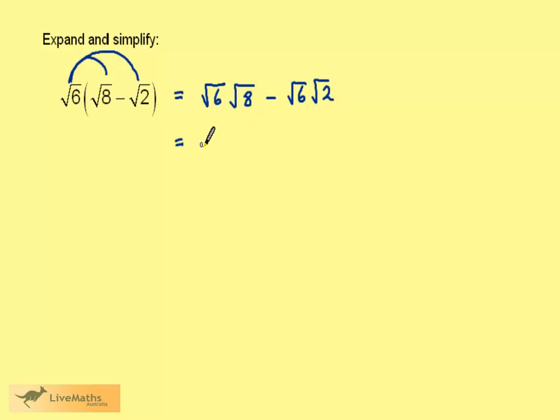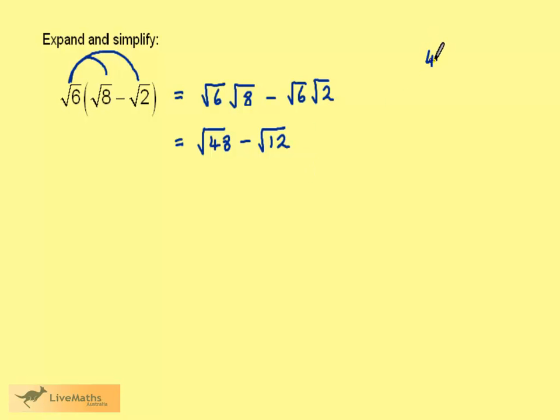Root 6 times root 8 could be written as the square root of 48, since 48 is 6 times 8. Similarly, root 6 times root 2 is root 12.